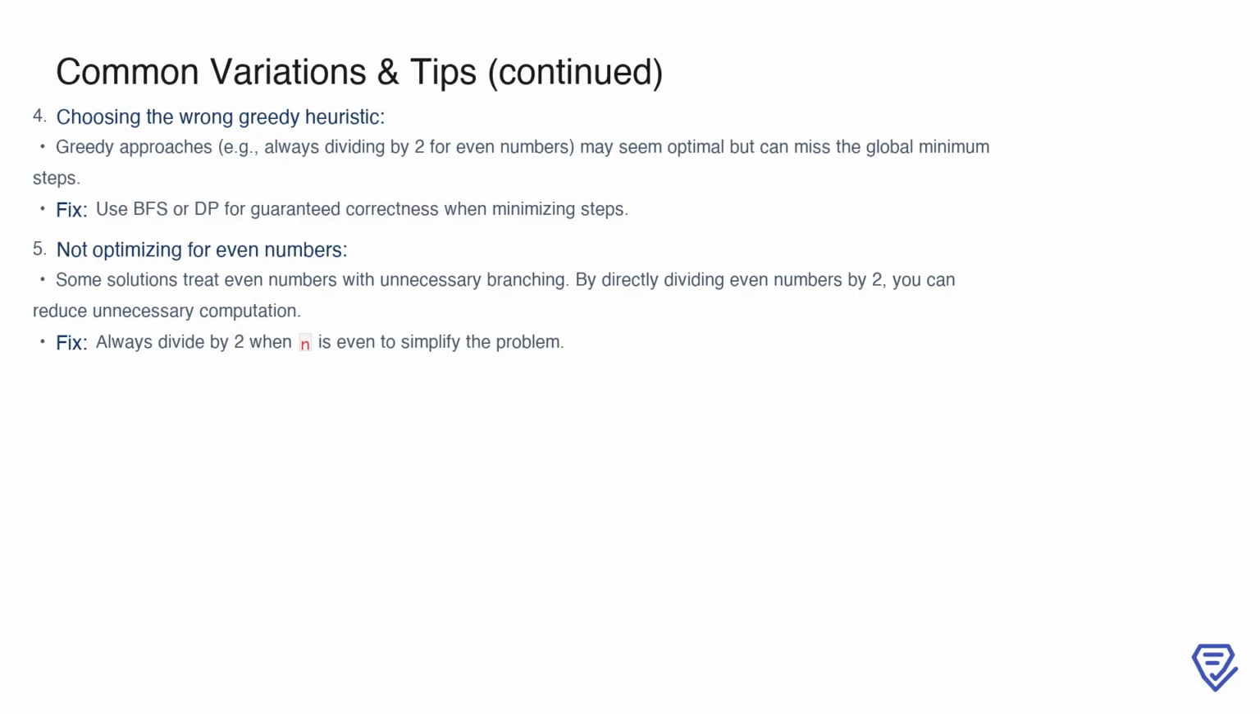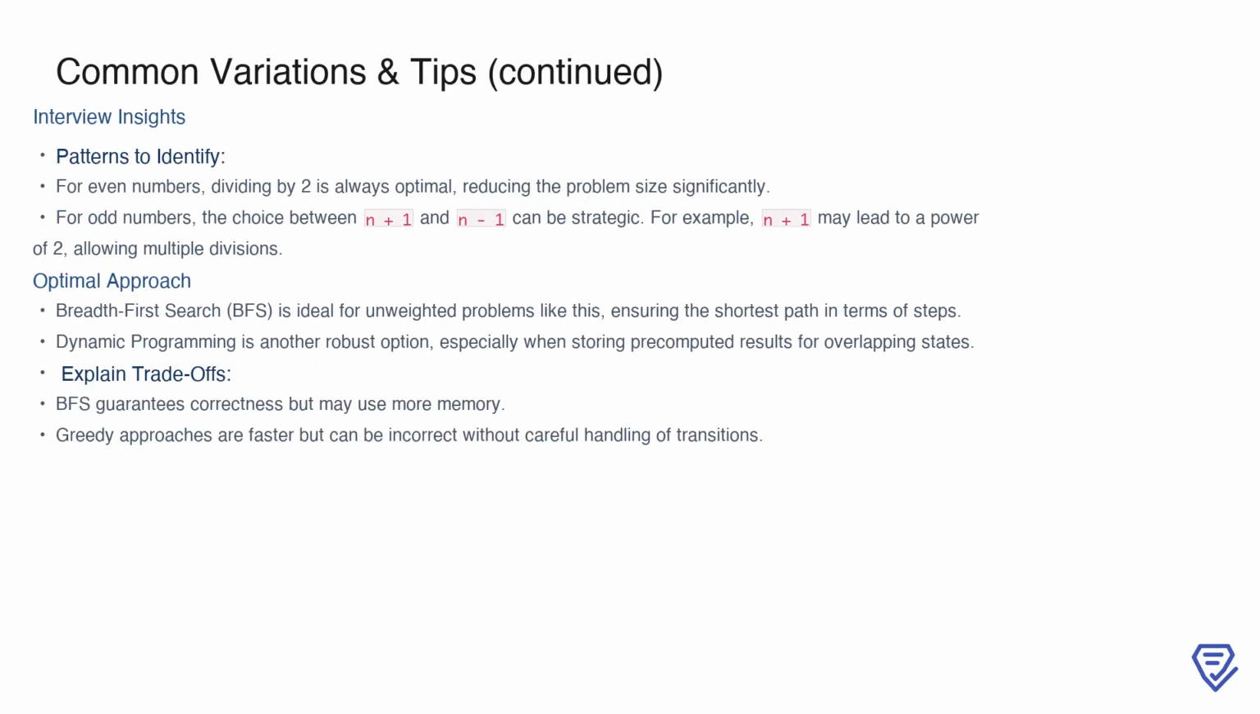When approaching this problem in an interview, there are key patterns and strategies to keep in mind. For even numbers, dividing by 2 is always the optimal choice since it reduces the size of the problem in the most efficient way. For odd numbers, the decision between adding 1 or subtracting 1 should be strategic. For example, adding 1 to an odd number might lead to a power of 2, enabling multiple divisions by 2 in quick succession. This kind of foresight can help identify the shortest path to the target.